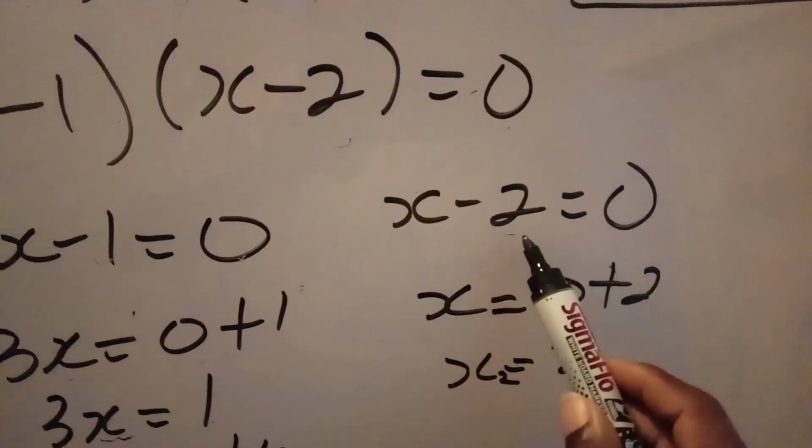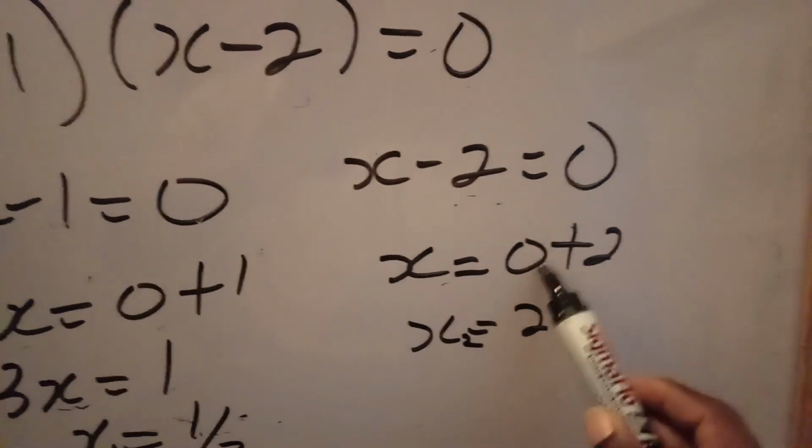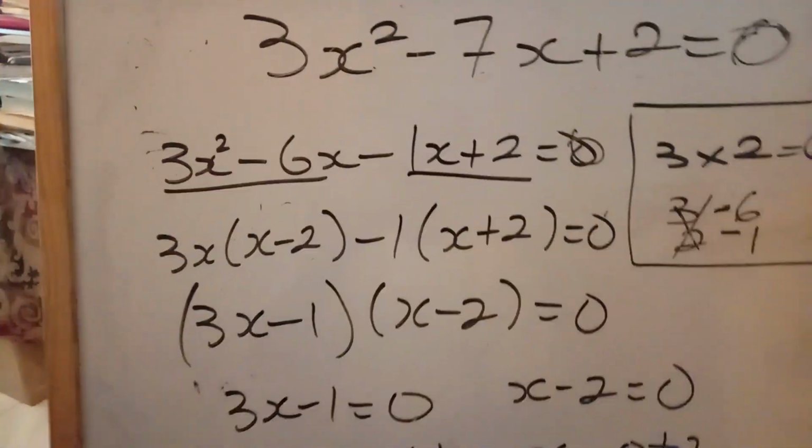Then on the other hand, x minus 2 is equal to 0. I get x equal to 0 plus 2. x is equal to 2. So this is what we have.